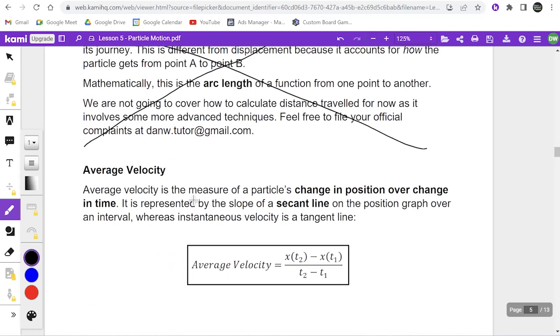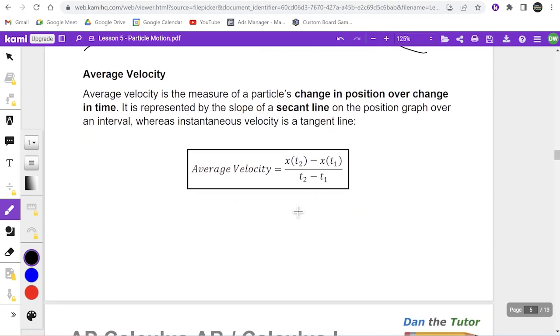The next equation we have is average velocity. This one is taken directly from my physics course, lesson 1, although we modify it with the right calculus terminology. Basically, average velocity is equal to this function right here. This function should look very familiar to you because it's identical to y2 minus y1 over x2 minus x1. It's the exact same thing.